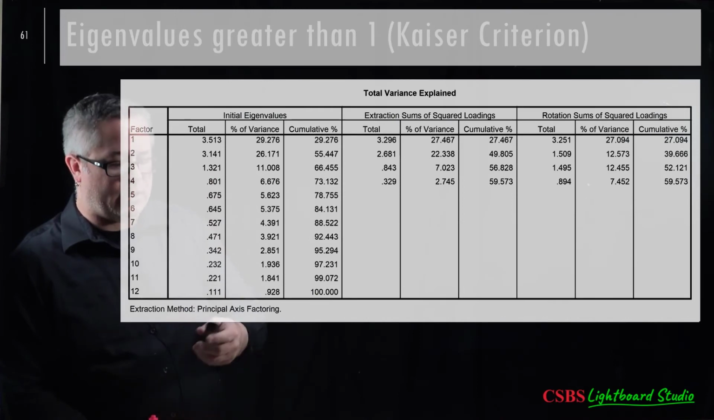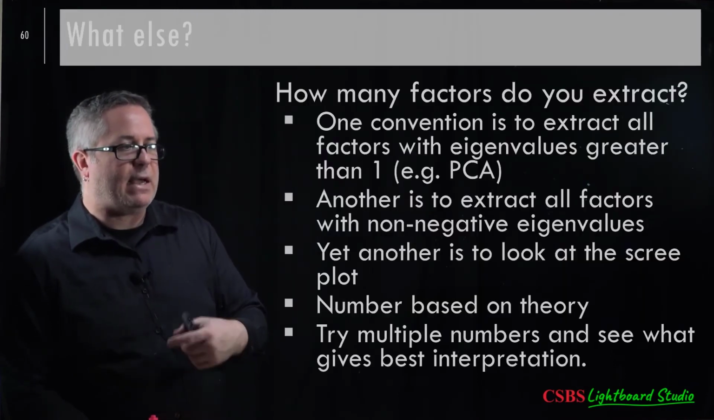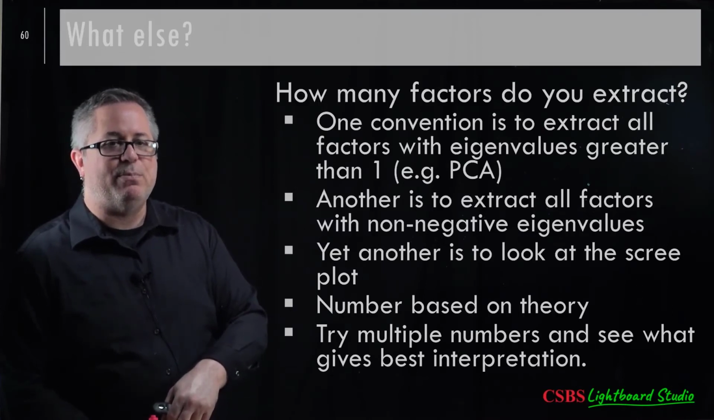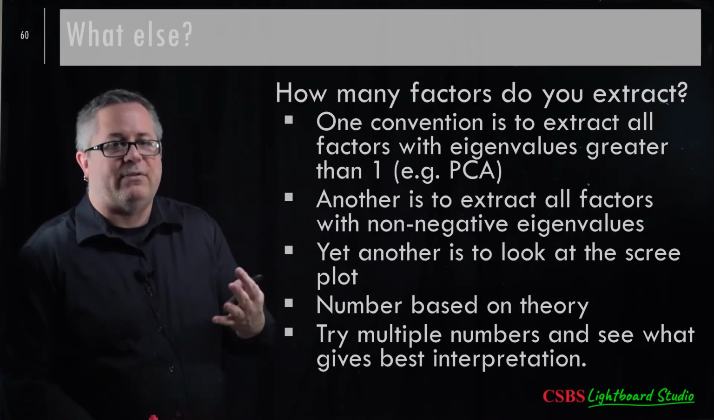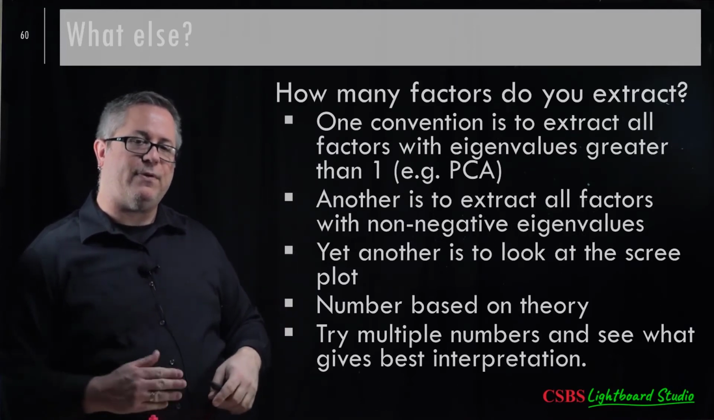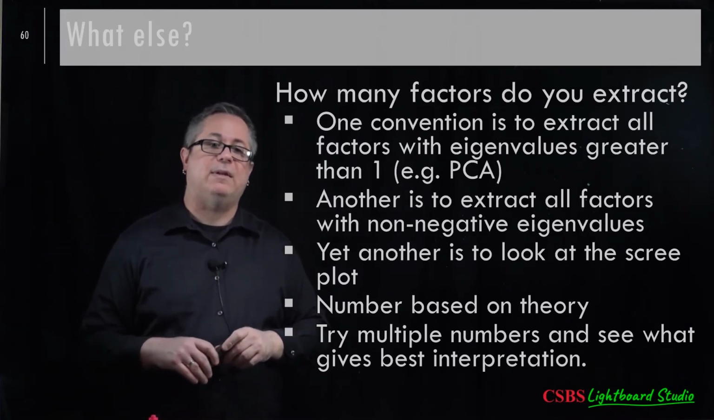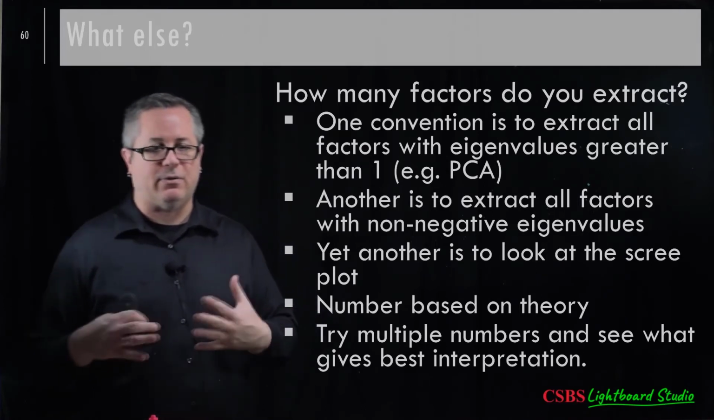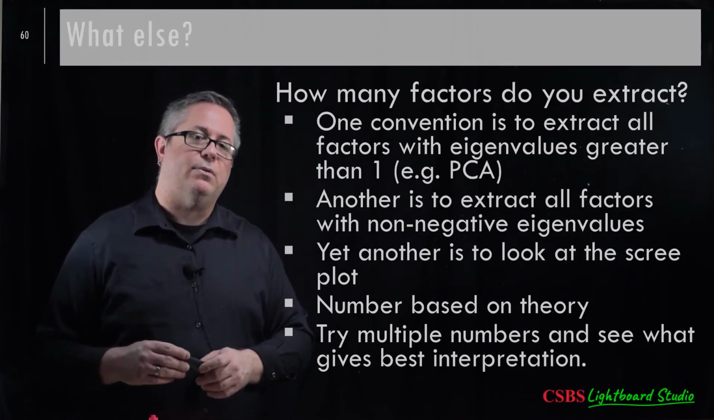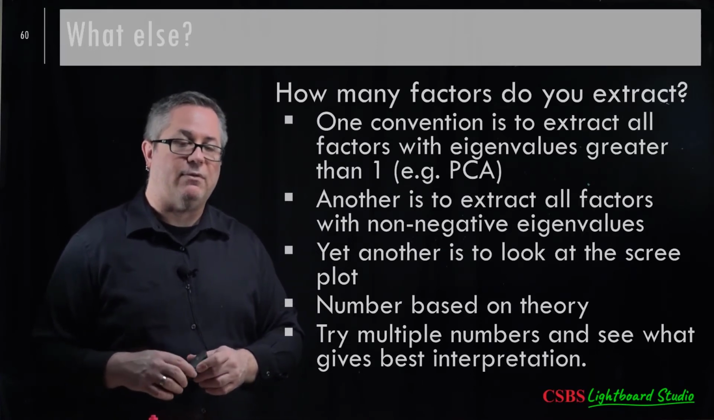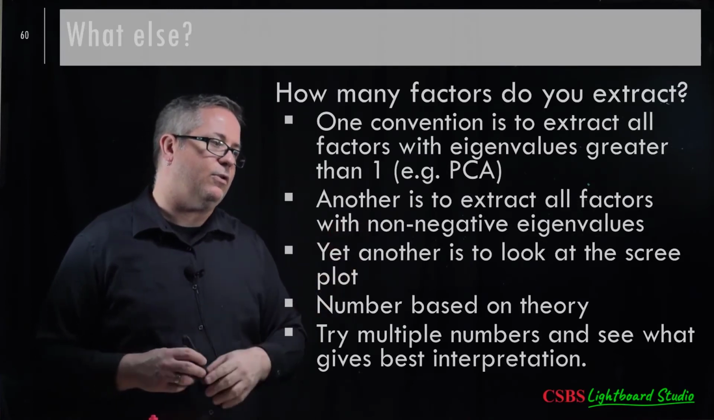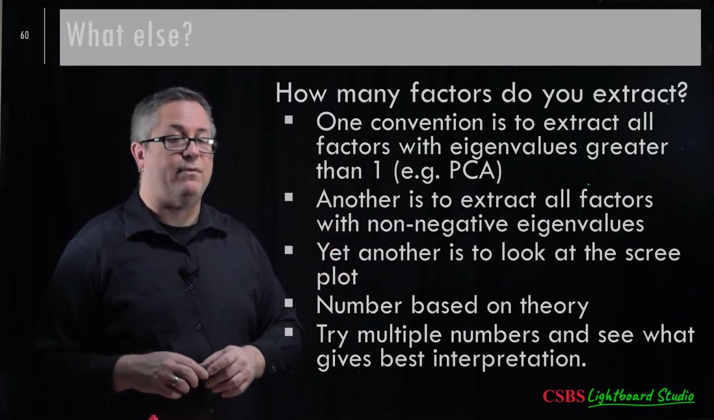And the logic there is that if each item contributes 1 unit of variance, then your factor should be doing at least as well as, or better than, 1 item. If it falls below 1, it means your factor is explaining less variance than any single item is contributing. Therefore, it's not even as good as 1 item. So sometimes people think of it as a minimum criterion. I've seen another argument to extract all factors with non-negative eigenvalues.